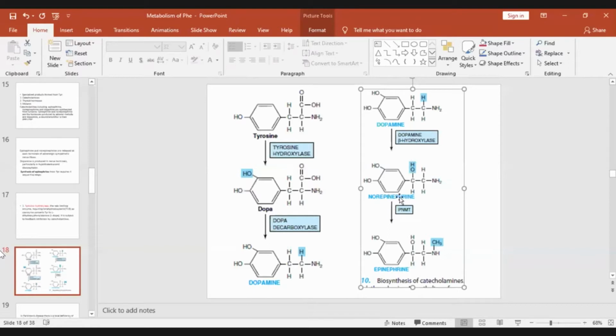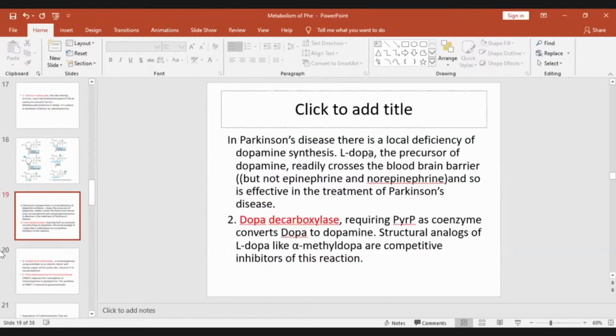And norepinephrine is acted upon by phenylethanolamine N-methyl transferase. So here N-methylation occurs, the methylation of nitrogen, resulting in formation of epinephrine. In Parkinson's disease, there is a local deficiency of dopamine synthesis. L-dopa, the precursor of dopamine, readily crosses the blood-brain barrier, but dopamine does not, and so L-dopa is effective in the treatment of Parkinson's disease. So DOPA decarboxylase, a pyridoxal phosphate-dependent enzyme, converts DOPA to dopamine.